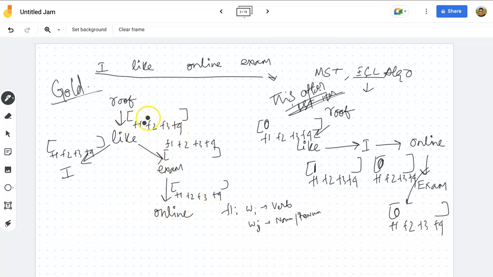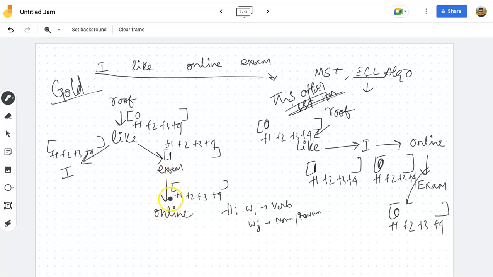Okay, so let's do it. For root to like, root is not a verb, so it will be 0. For like to exam, like is a verb and exam is a noun, so it will be 1. Okay, so like to exam will be again 1.